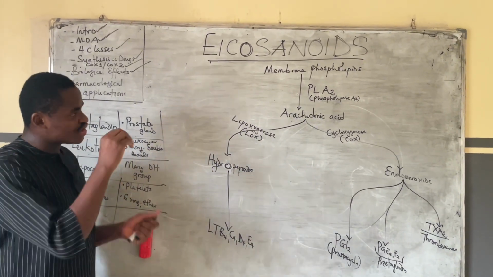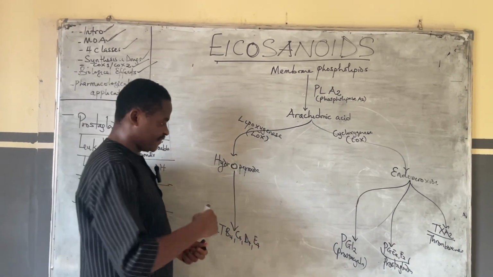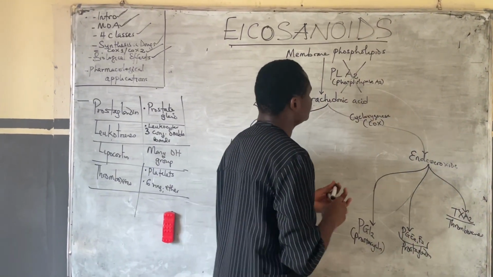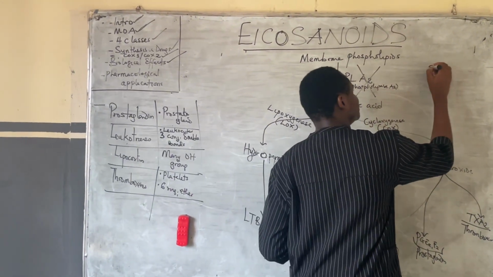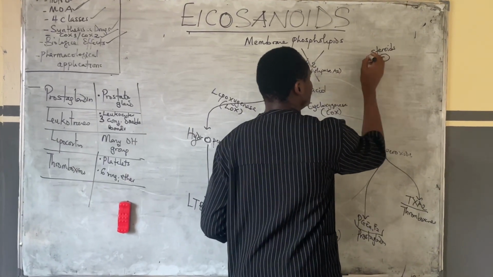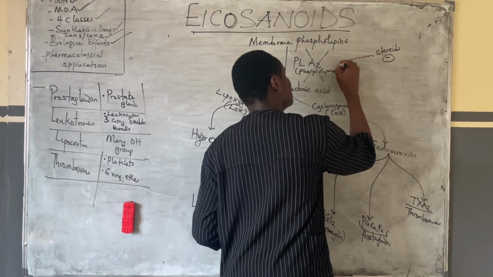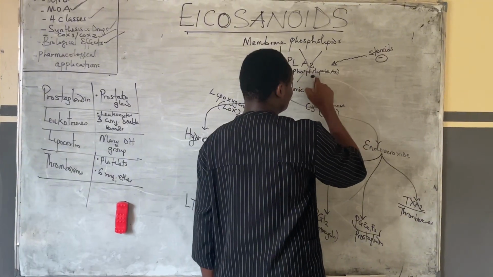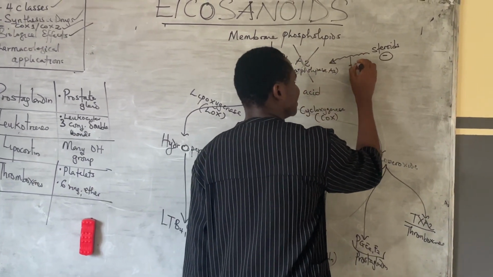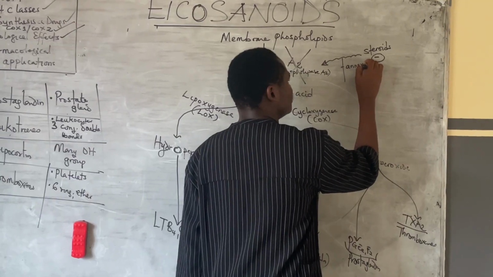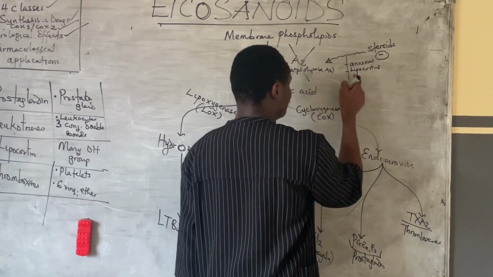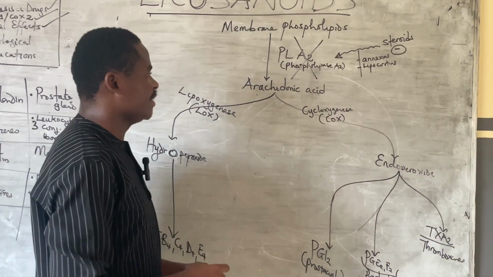Now, can we talk about drugs that act at different places? The first drug that could act here are the steroids. The steroids are the drugs that act here. But how do they act? They inhibit phospholipase A2 by producing substances like annexins or even lipoproteins. And these substances will in turn inhibit phospholipase A2.